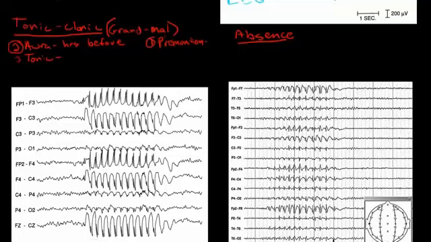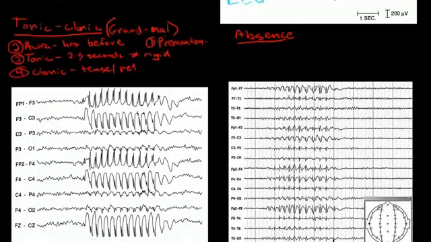All right. The third stage would be the tonic stage, which only lasts for a couple of seconds, 2 to 3 seconds, and it involves the tensing of all muscles, so they become very rigid. And then there is the clonic stage, where the muscles tense and relax in quick succession. And then the fifth stage would be the post-ictal stage.